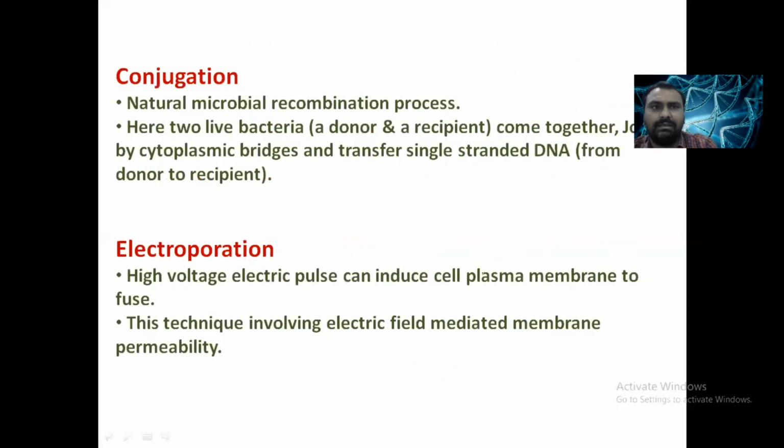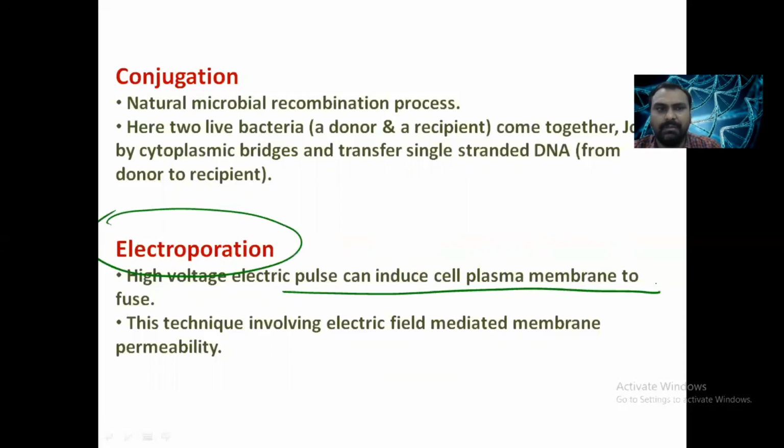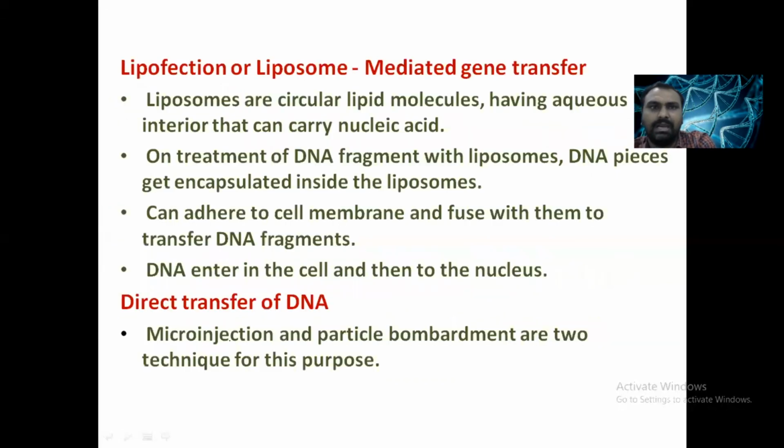Like the natural conjugation method, a natural microbial recombination process. Here, two live bacteria come together, joined by a cytoplasmic bridge, and single-stranded DNA is transferred from donor to recipient. Or electroporation, where we give a high-voltage electrical pulse that can induce the plasma membrane to fuse. This technique involves electrical-field-mediated membrane permeability. So membrane permeability increases with the help of electroporation.